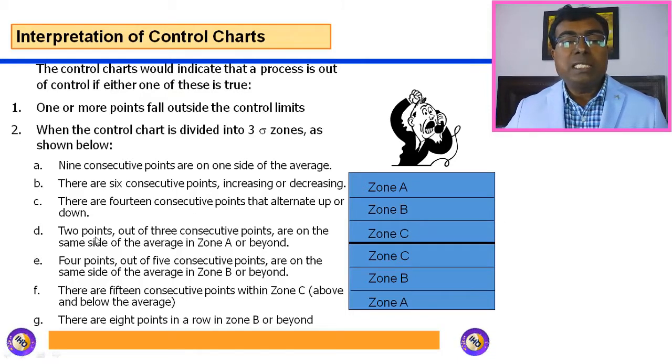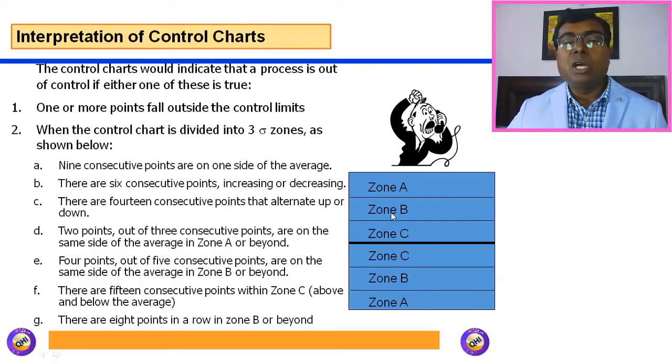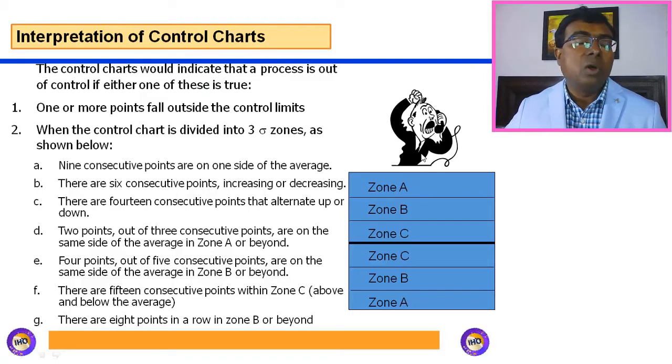The next scenario is 2 points out of 3 consecutive points on the same side of the average in zone A or beyond. That means on this side, you have measured 3 points, and out of the 3 points, 2 are falling in zone A, either on this side or this side. That means the process has gone out of control, and in the next observation, it might go outside the control limit also. So it is an indication, bring back the process to center. The next scenario is 4 points out of 5 consecutive points on the same side of the average in zone B or beyond. That means in zone B, on this side or this side, you have measured 5 points and 4 are falling in zone B. Again, bring back to center.